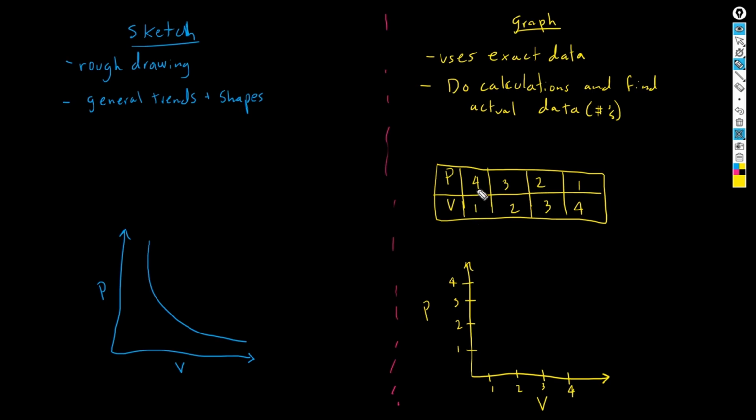And then I'll have to actually plot this data. So if pressure is 4, volume is 1. So I'll have to plot the data point. If pressure is 3, volume is 2. And I'll have to actually plot this data: 2 pressure, 3 volume. 1 pressure, 4 volume. And then do a line of best fit.